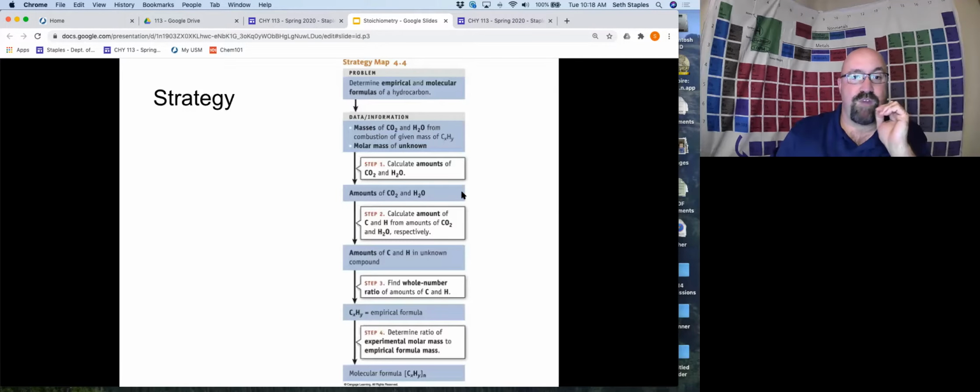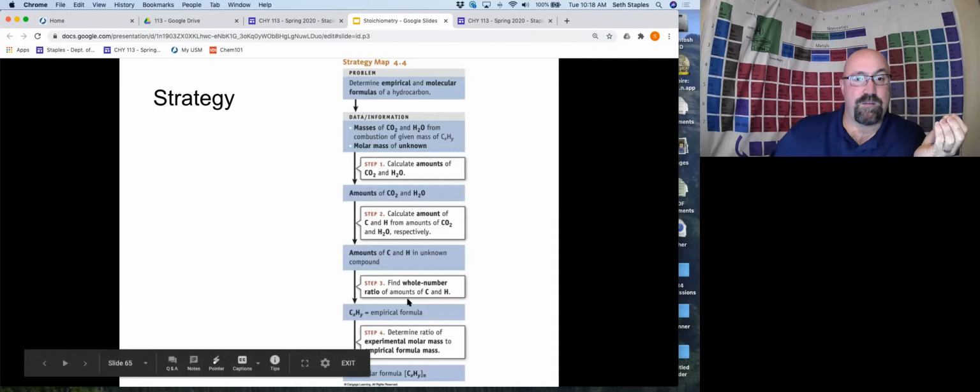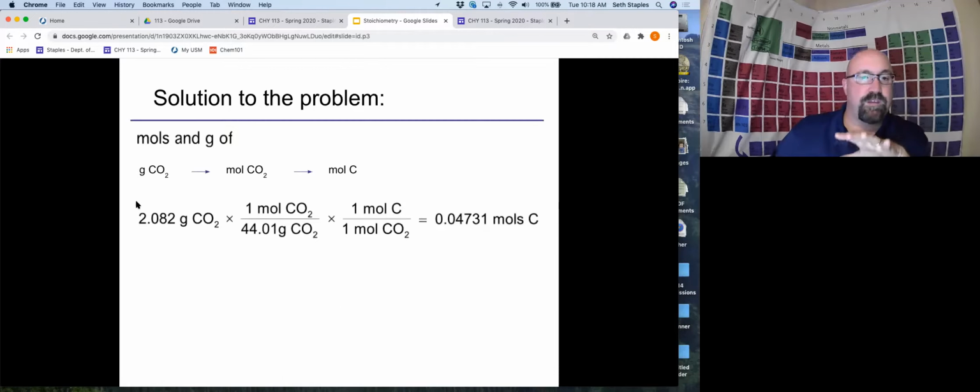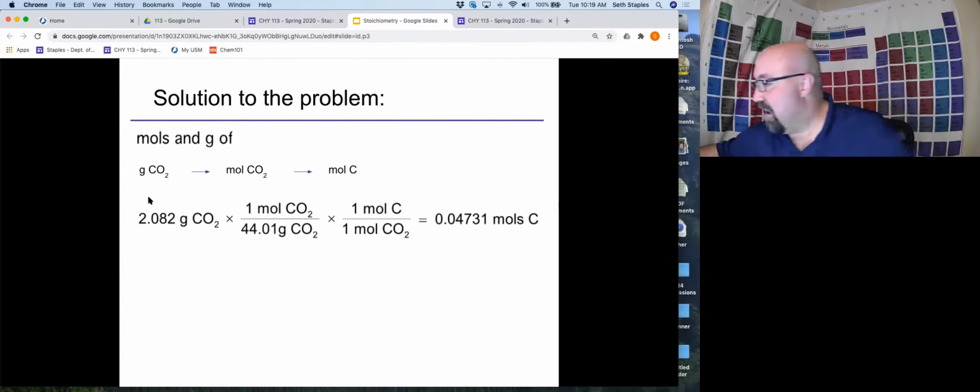And so here's our overall strategy. We're going to calculate the amounts of CO2 and H2O. From that, we can calculate the amounts of carbon and hydrogen that we started with. And from that, we can find our empirical formulas and our amounts of oxygen. Let's take a look at that. So the first thing that we want to do is take a look at how many moles of CO2 were actually produced. Let's take a look real quick at just our generic chemical formula.